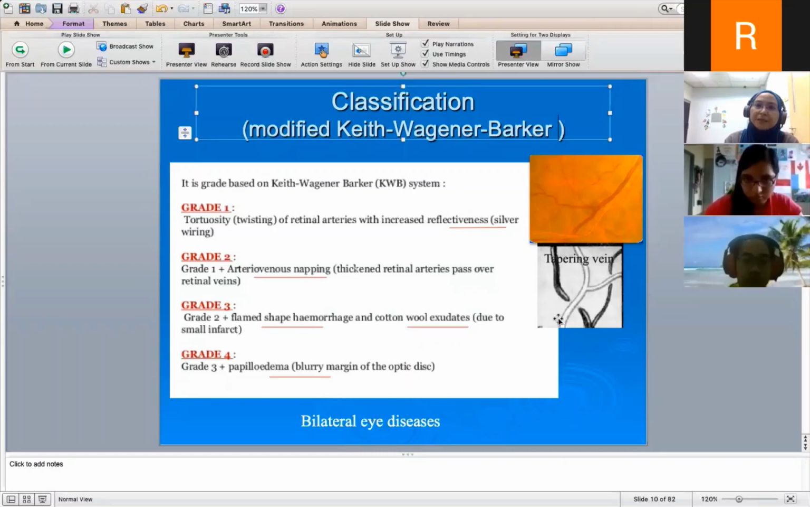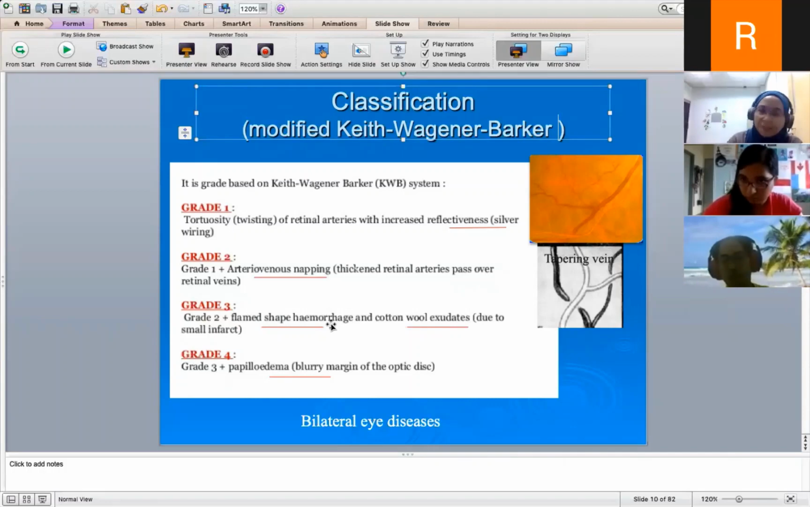All right, that nipping, the nip. Okay, it's nipping, not napping. It's nipping. I said it wrong just now. So grade 1, you see silver wiring. Grade 2, the moment you see AV nipping, you know it's grade 2 hypertension. Just look for all those important signs. The moment you see hemorrhage, you know it's already grade 3. Usually it comes with cotton wool spots and also hard exudates. Usually it comes together. When there is flame shaped hemorrhage, it comes with cotton wool spots.